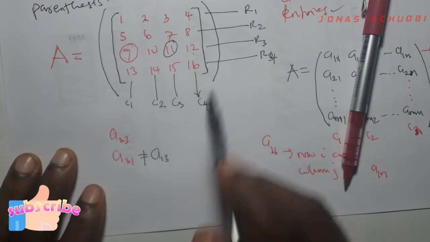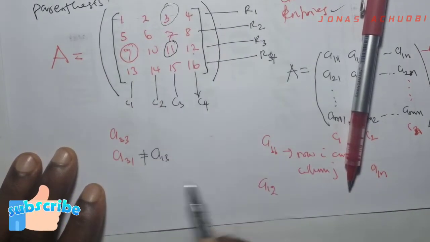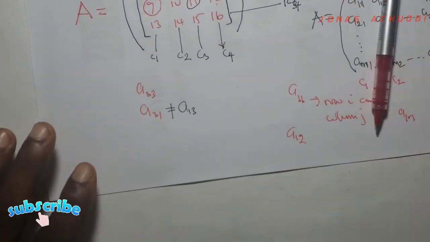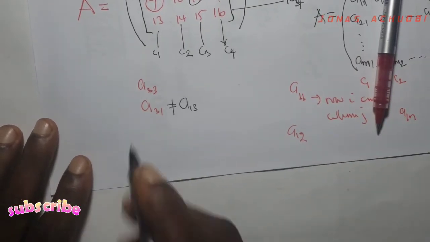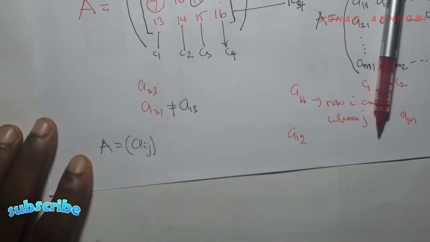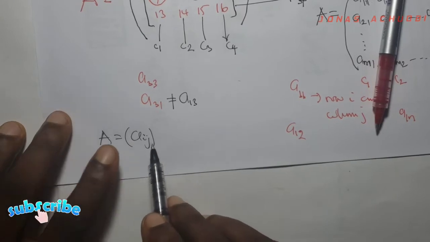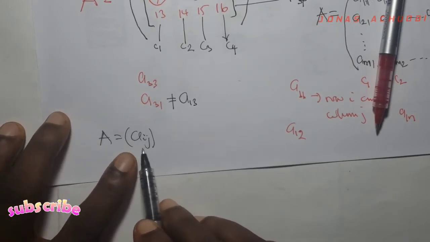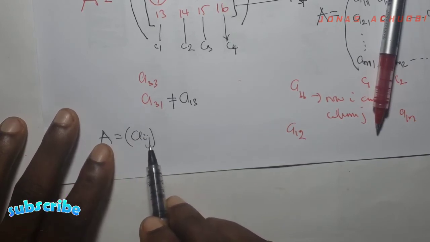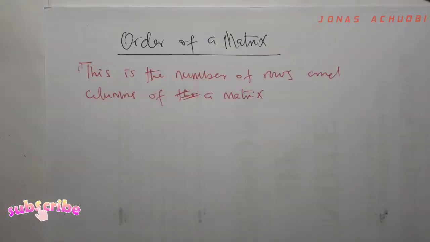So the entry in row 1 and column 3 would be: this is row 1, column 3. That's the entry in row 1, column 3. So generally, we could represent a matrix as A equal to (Aij). This means that this matrix A has entries Aij, where the i and the j specify the row position and the column position of the entry. We shall dig more into this in a few seconds.